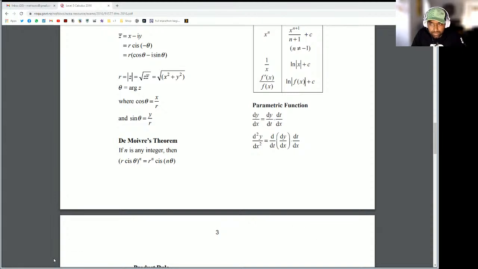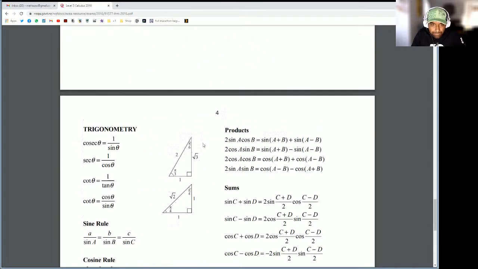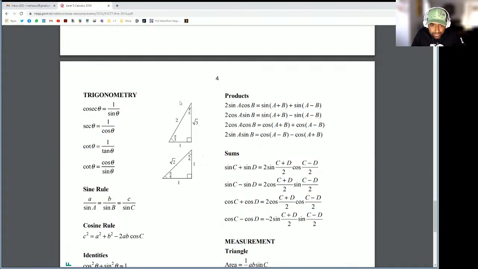In your formula sheet, they actually give you guys the special triangles. So if you have a look at this, I'm looking at the pi over 3, which is there. I'm just going to quickly copy that diagram: 1 and root 3. Then I'm going to copy the pi over 6 one, which is root 3 and 1.